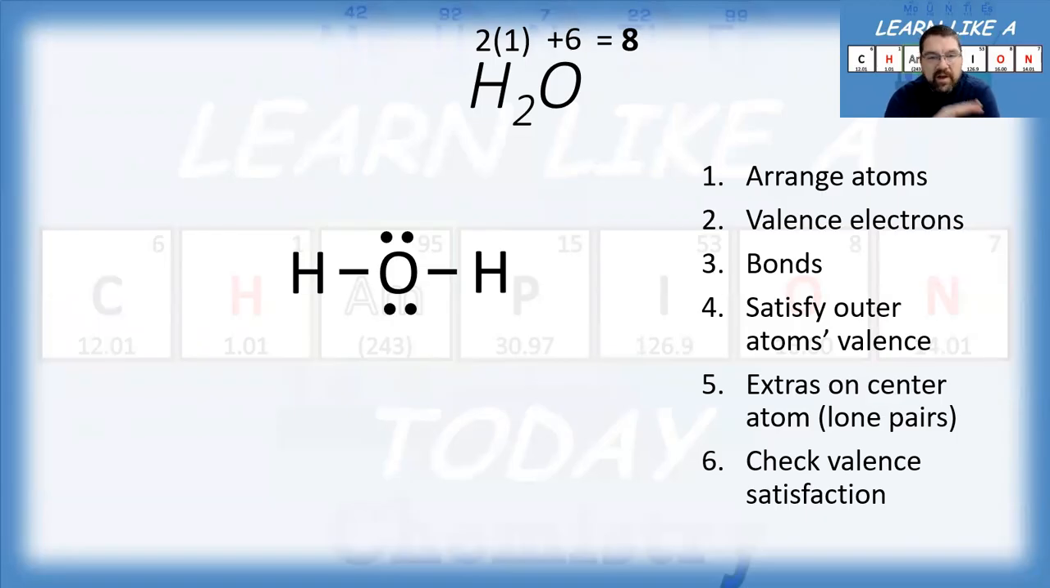Checking valence satisfaction, the hydrogens are okay with the 2 from the bonds, and oxygen in the middle has 2, 4, 6, 8. It's got the 2 bonding pairs, and then it's got 2 lone pairs. 4 pairs total, grand total of 8.